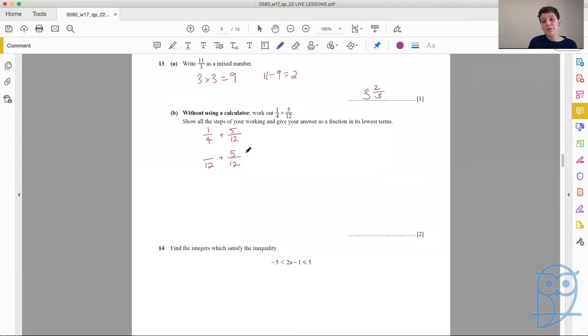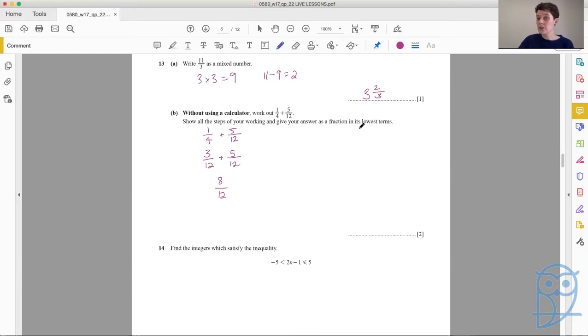So how do we get from 4 to 12? We say 4 times 3 equals 12. So we must do that same thing to the top. So 1 times 3 equals 3. So we have 3 over 12 plus 5 over 12. We have the common denominator, so that stays the same. And then we add across the top, 3 plus 5 equals 8.